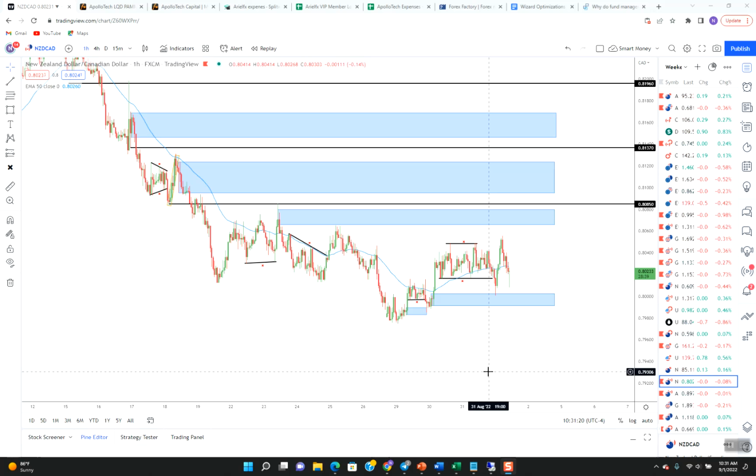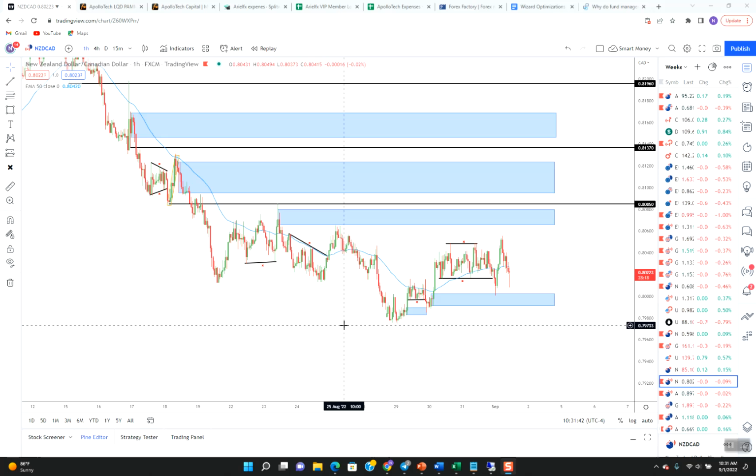For instance, I'm on the 1 hour time frame. So this is just a zoomed in representation of what's going on the higher time frames. On the opposite side of that, the 1 hour time frame is a zoomed out version of what's going on the lower time frames. So it's the same exact thing, it's just zoomed in or zoomed out.